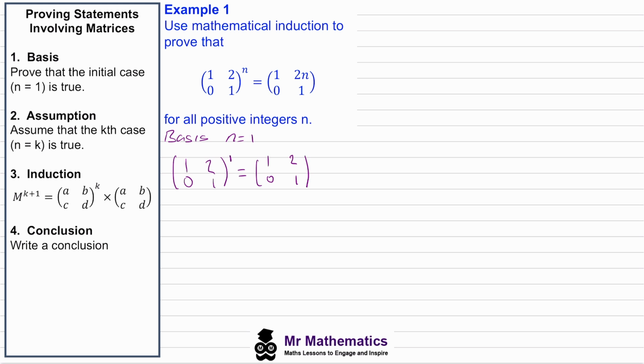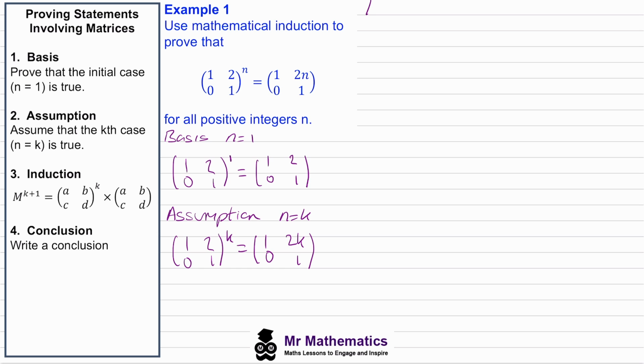So now we go on to our assumption stage, where we assume it's true for n equals k. So we have 1, 0, 2, 1 to the power of k. We're assuming it's true for 1, 0, and then we replace this n with k, so we get 2k and 1.